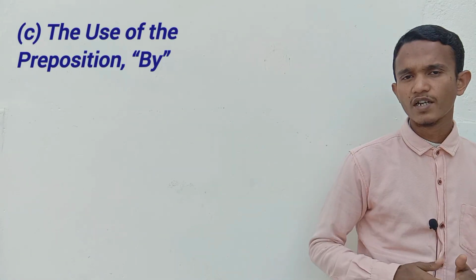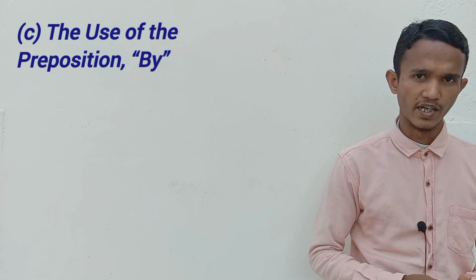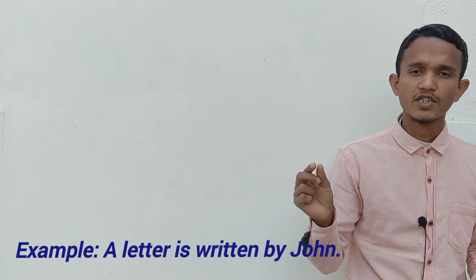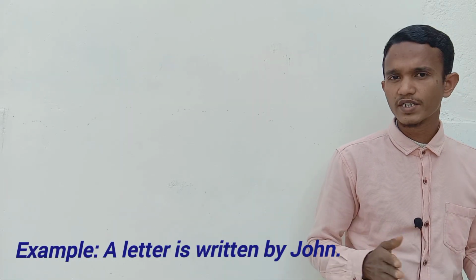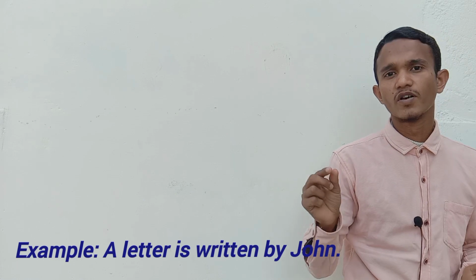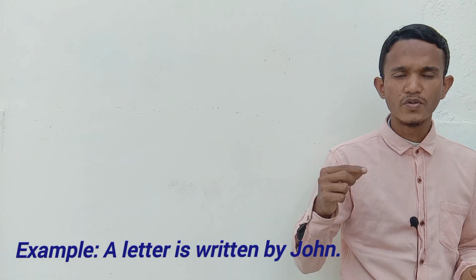Rule number 3, the use of the preposition by. In the passive voice tense, sometimes we use the real performer of the action. At the time we use the preposition by, and then we place the real performer of the action. For example, a letter is written by John. Here in this example, the real performer of the action of writing is John. That is why we are using John after the preposition by.